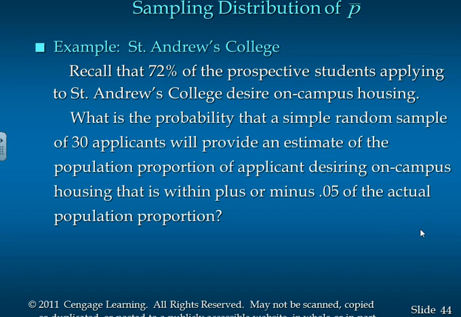70% of the prospective students applying desire on-campus housing. What is the probability that a simple random sample of 30 applicants will provide an estimate of the population proportion desiring on-campus housing within plus or minus 0.05 of the actual population proportion? Well, at least the question was written in English, right?